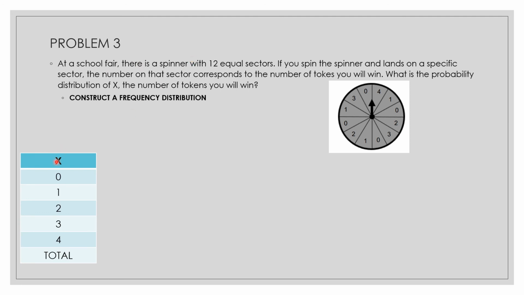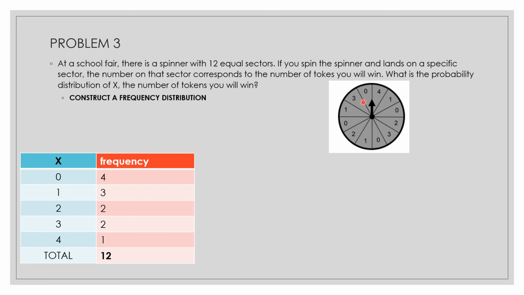We have here our random variable X, and its possible outcomes are 0, 1, 2, 3, 4. Bakit walang 5? Sa ating spinner, walang 5, no? Bakit walang 6? Siyempre, walang 6 sa ating spinner. Next, we're going to count the frequency of this. Saan nanggaling yung 4, 3, 2, 2, and 1 na ito?